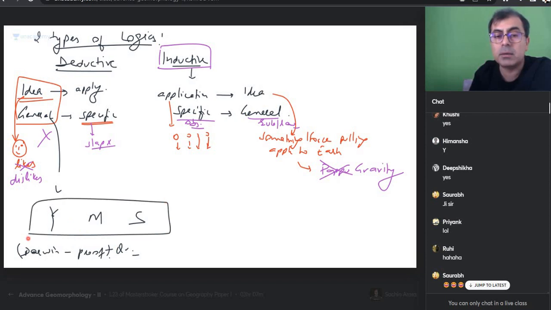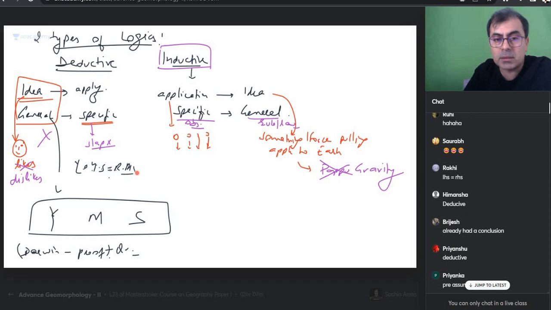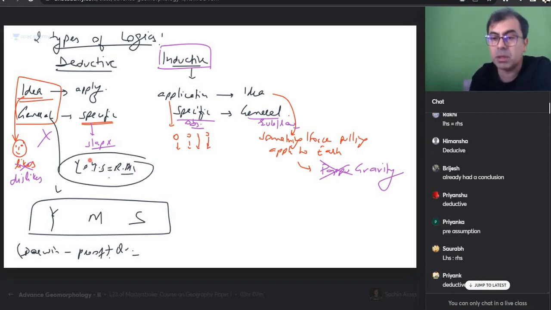Youth, mature, senile. So what do you think? The model is based on observations first and then he came to a conclusion? Yeah, he already had a conclusion that LHS is equal to RHS. Quickly. Did he come to a conclusion by experiment? He already had LHS is equal to RHS. So he's going by that assumption. He already had a conclusion.